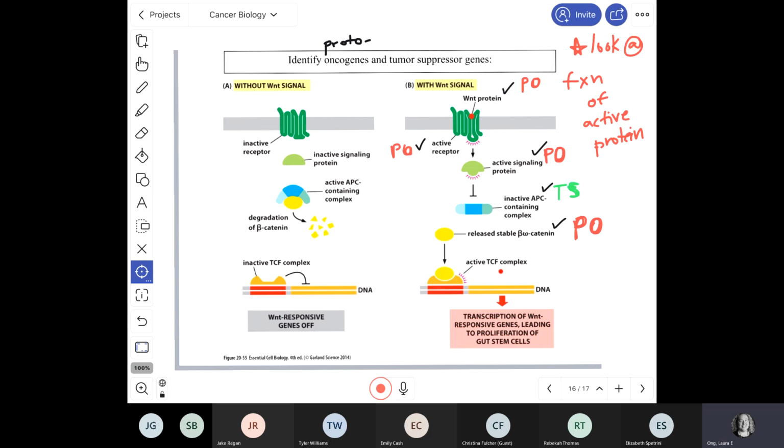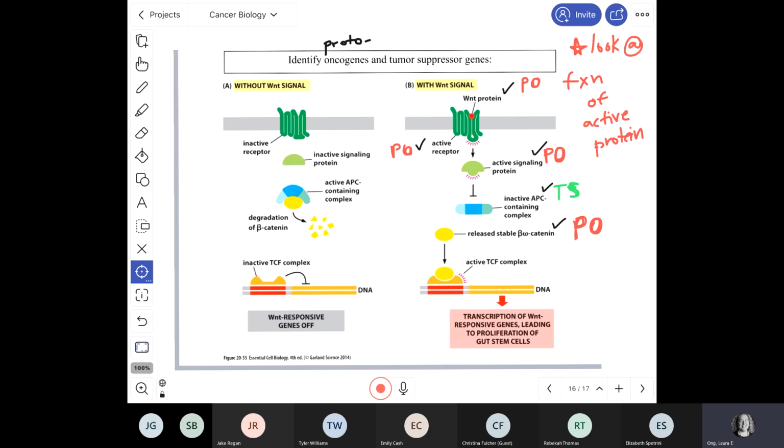So one of the things I'm going to want you to do on the final is to look at a cell signaling pathway and figure out, is that protein a tumor suppressor or a proto-oncogene, and classify proteins and the genes that encode them as being tumor suppressor genes or proto-oncogenes.